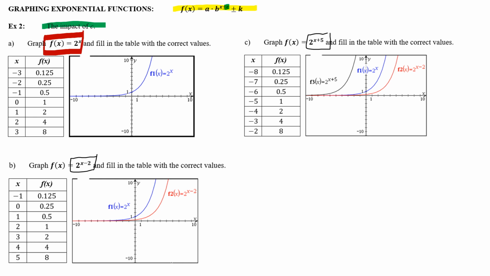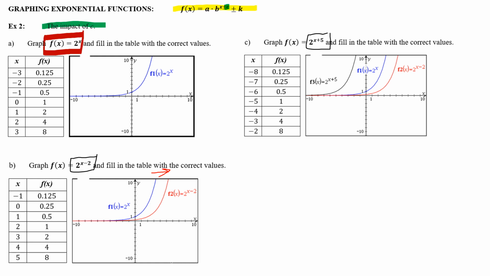Now, the blue one in all the pictures represents the original graph, 2 raised to the x. In part B, the red one represents the new change. It represents the graph f of x equals 2 raised to x minus 2. So we subtracted 2 to the exponent, and notice how it changed from the blue graph to the red graph. It appears to have gone to the right. And how much? 2 units.